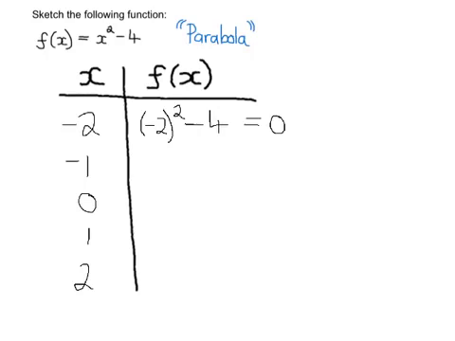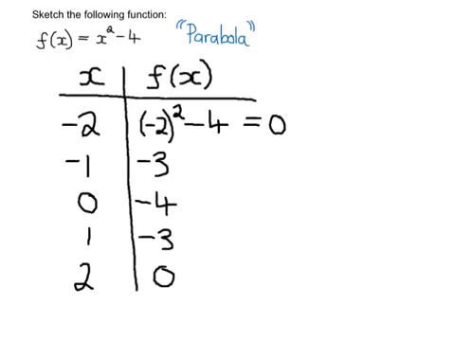I'm going to do the same process. I won't write it all out, but for -1, I'm going to get 1 minus 4, which will give me -3. 0 squared minus 4 is going to give me -4. 1 squared minus 4 is going to give me -3, and then 2 squared is 4. 4 minus 4 is 0.